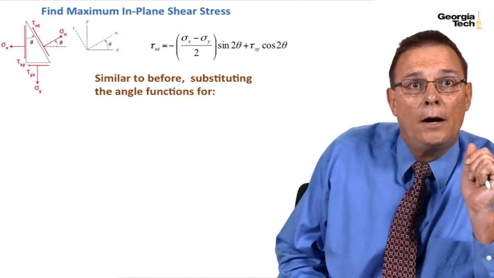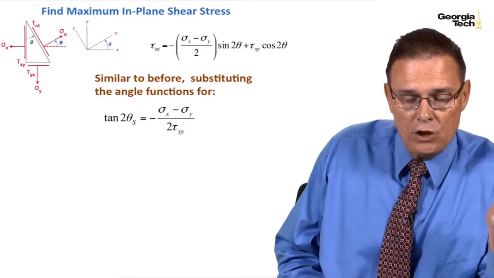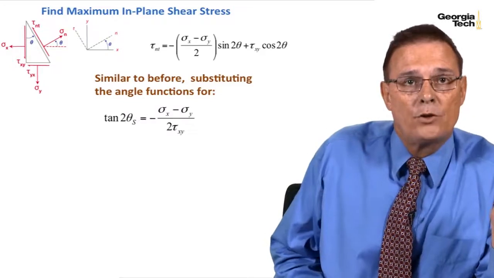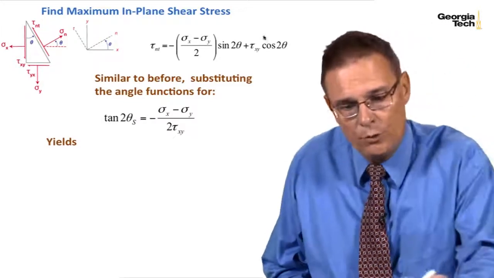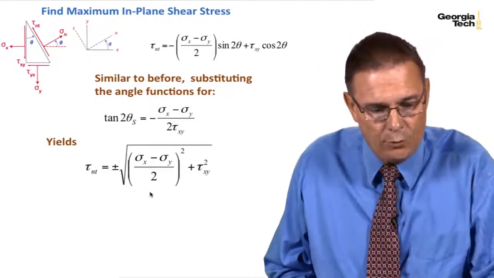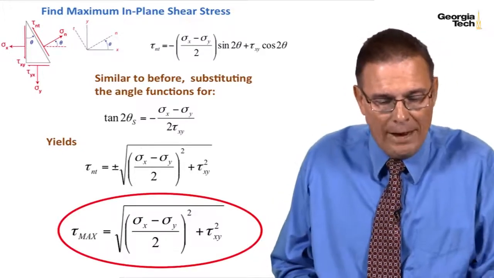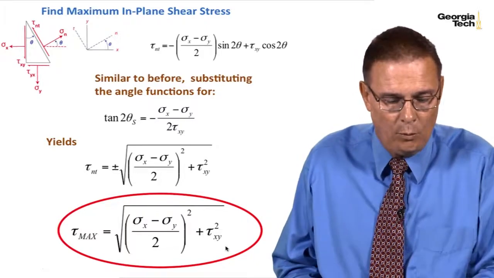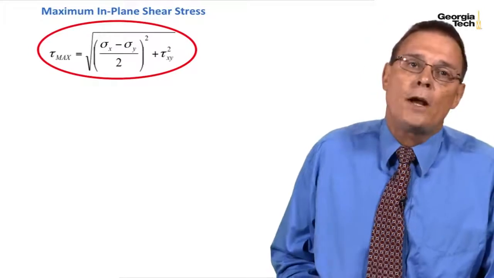And so similar to before, with this relationship for the angle to the maximum shear stress, we can set up sine and cosine functions, substitute them into my shear stress transformation equation, and that gives you this expression for the shear stress. And so the maximum shear stress is going to be the absolute value of this, or what I've shown here. And so here's the maximum in-plane shear stress.